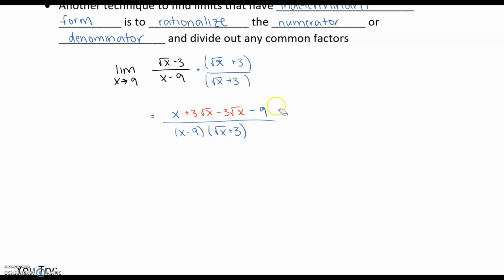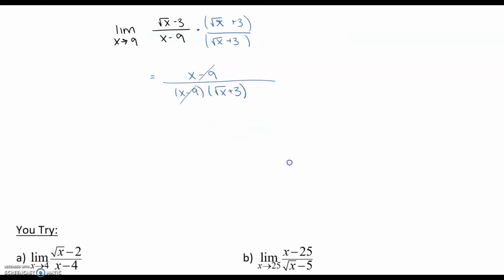So I showed a little bit more work in the numerator. I'm just going to erase it because I know that this is just going to be x minus 9. And that is why I didn't want you to try to actually FOIL that out. x minus 9 and x minus 9 cancel out. So we're left with just 1 over the square root of x plus 3 for our limit.